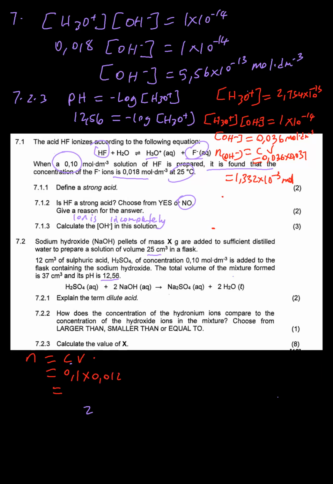What is the answer? 0.0012. What is the number of moles of phosphoric acid? Now let us calculate the number of moles of this sodium hydroxide.